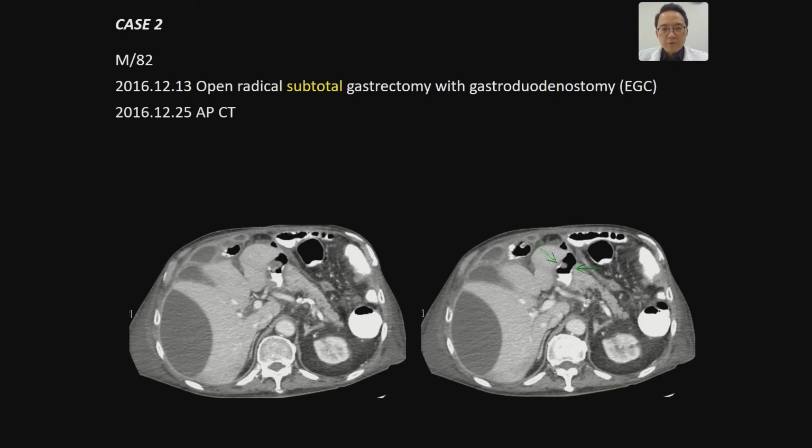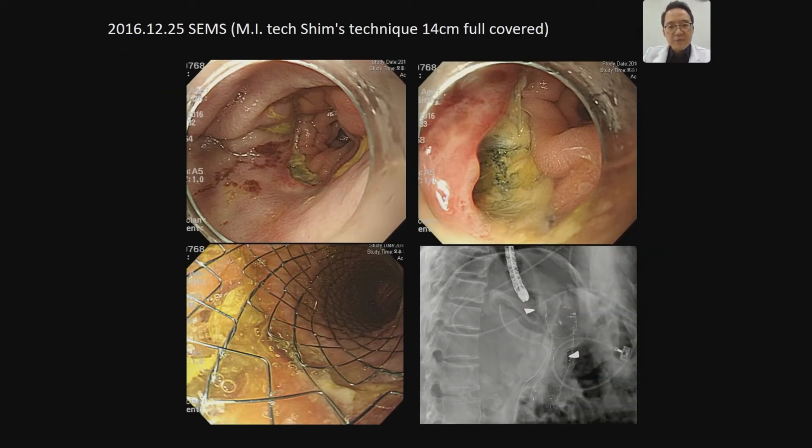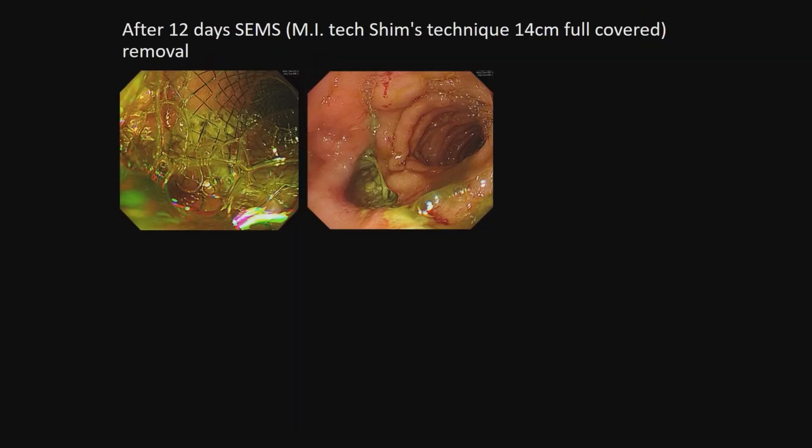He underwent subtotal gastrectomy due to gastric cancer, and the CT scan shows a defect around the anastomosis site. So in this subtotal gastrectomy case, I decided to insert a Sims technique stent here. This picture shows good positioning of the stent. After 12 days, I decided to remove the stent because the patient had a high sustained fever and a high degree of leukocytosis.